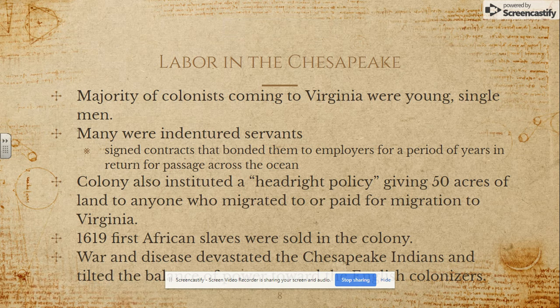As I was mentioning, the same year, 1619, that the House of Burgesses is created, we also have the first Dutch slave ship that anchors off the coast of Virginia, and about 20 slaves from Africa are brought into the Virginia colony, into Jamestown. And this is certainly slavery.